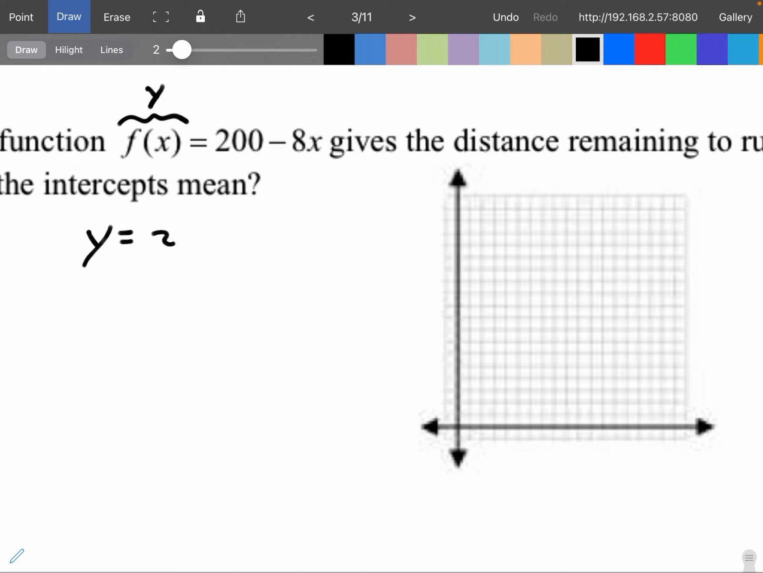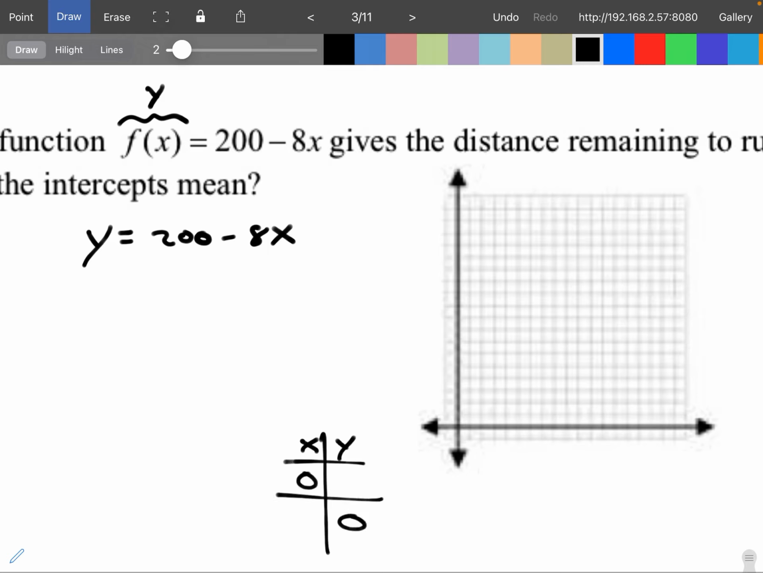Now it's a word problem, but it's the same thing we just did. Now what is f of x the same as? Y. Yeah, that's the same as y right there, right? So really all we got here then is an equation that says y equals 200 minus 8x. And they want us to graph it, so we'll interpret it afterwards, but we got to graph it.